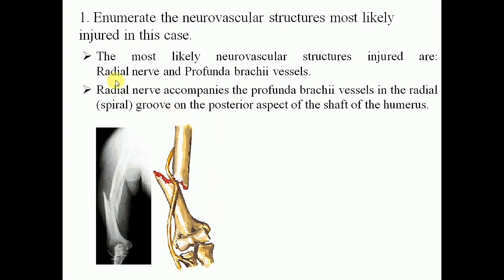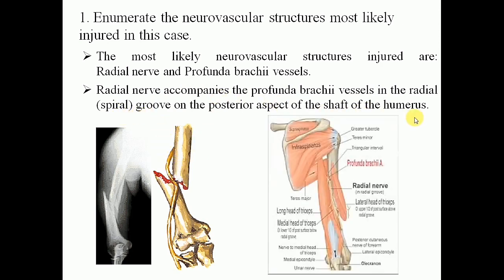The radial nerve accompanies the profunda brachii vessels in the radial groove or spiral groove on the posterior aspect of the shaft of the humerus. So as we can see, on the posterior aspect, in the region of the radial or spiral groove, we can see the radial nerve and the profunda brachii vessels.